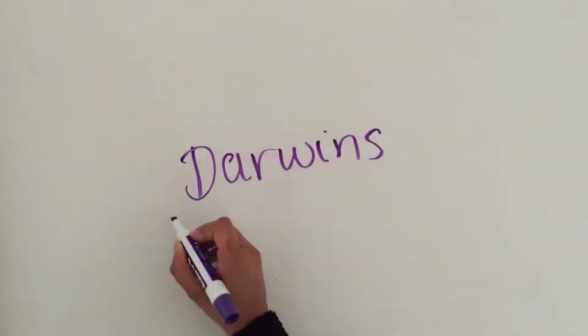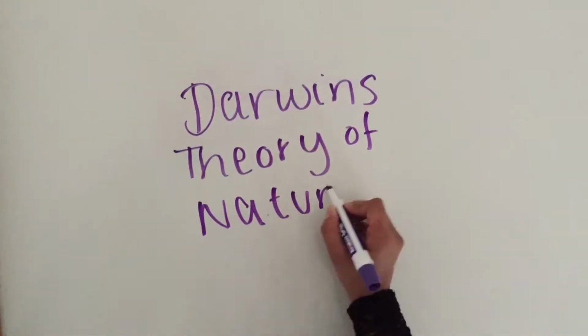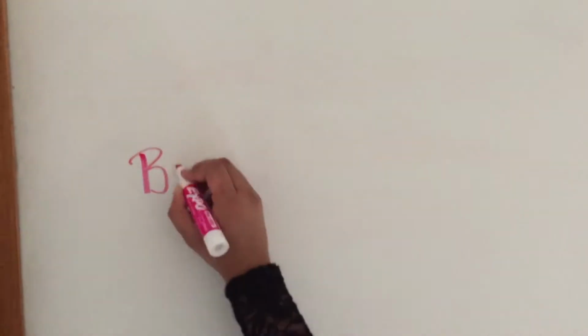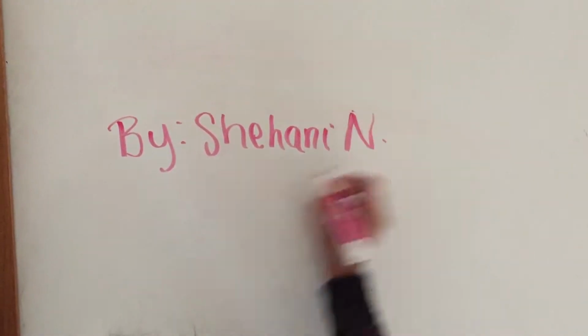Hey guys, today we're going to be talking about Darwin's Theory of Natural Selection by Shahani and Swetha.